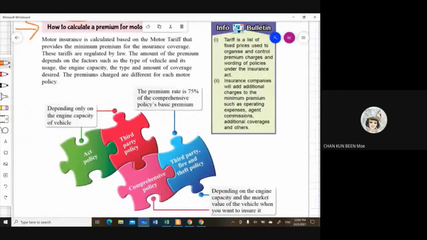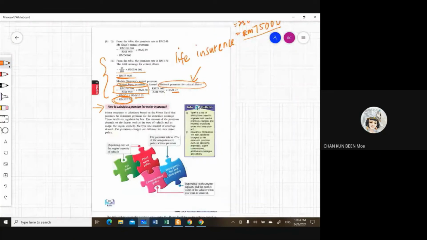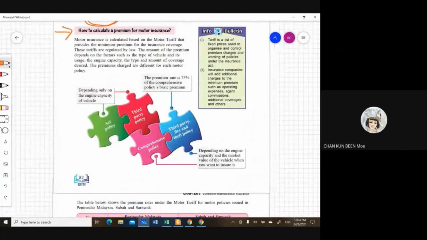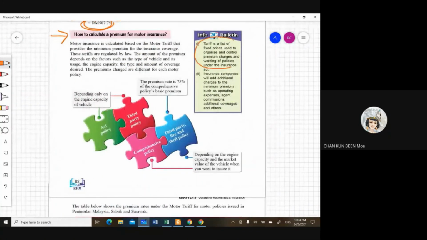Okay, motor insurance is calculated based on the motor tariff. You can see again what the motor tariff is, here on the right, in the info bulletin. Tariff is a list of fixed prices used to organize and control premium charges and wording of policies under the Insurance Act. So you don't have to worry, you just need to refer to the motor tariff later on. I'm going to show you what a motor tariff is later on.